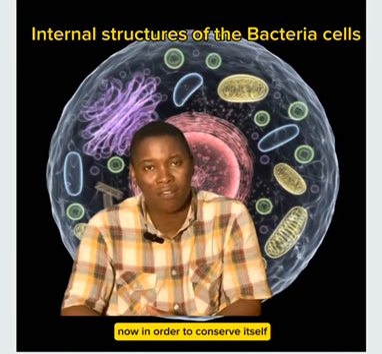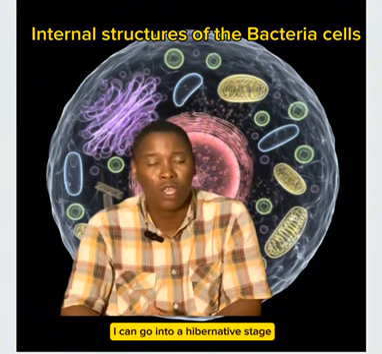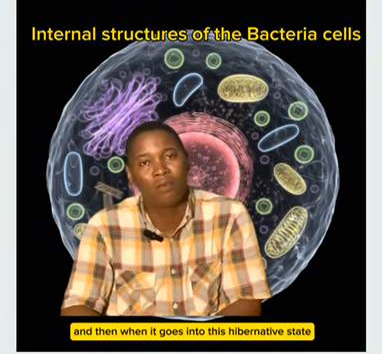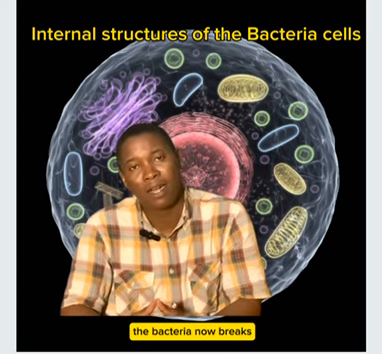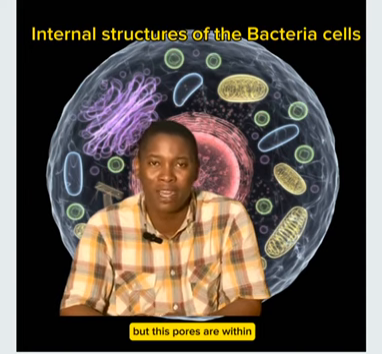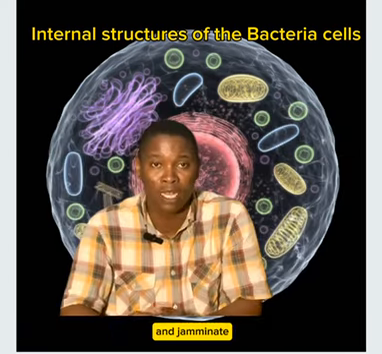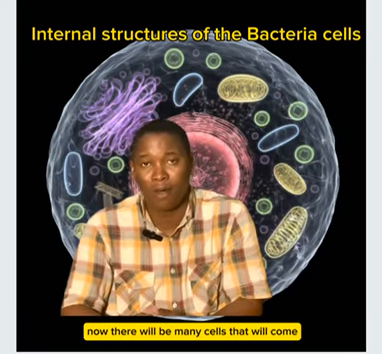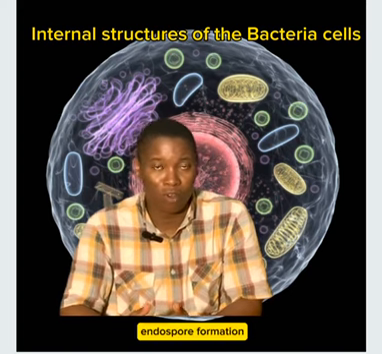In order to conserve and preserve itself over this harsh period of time, the bacteria can go into a hibernative stage, sometimes referred to as a vegetative state. The bacteria now breaks down and forms spores. But these spores are within the mother cell and they stay there. We refer to them as endospores, and they remain there until conditions become favorable, and then they are released into the atmosphere, germinate, and go back to being bacterial cells. There will be many cells that come out of that single mother cell. That is for endospore formation.